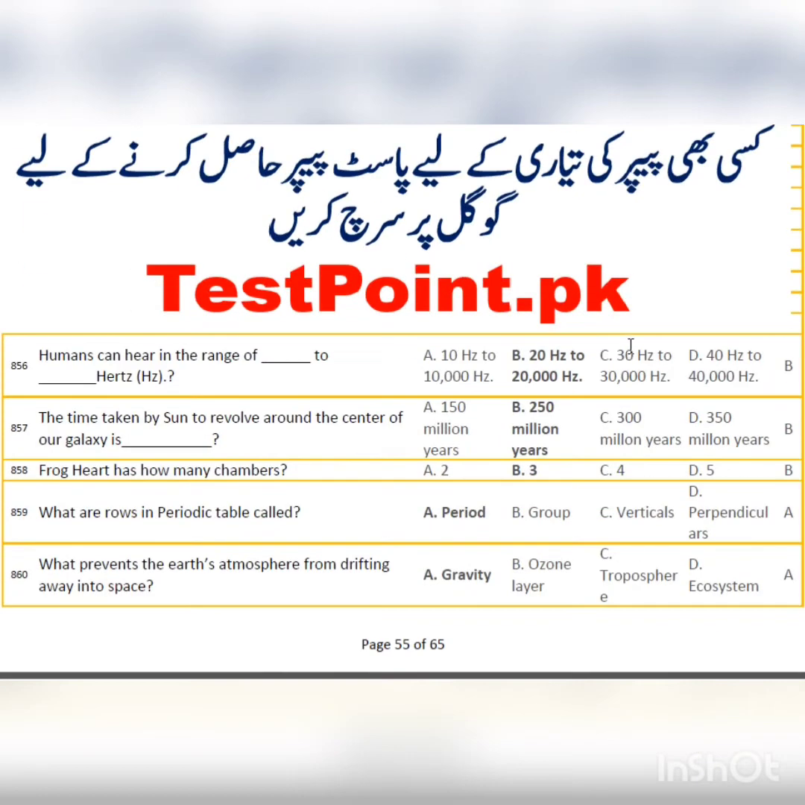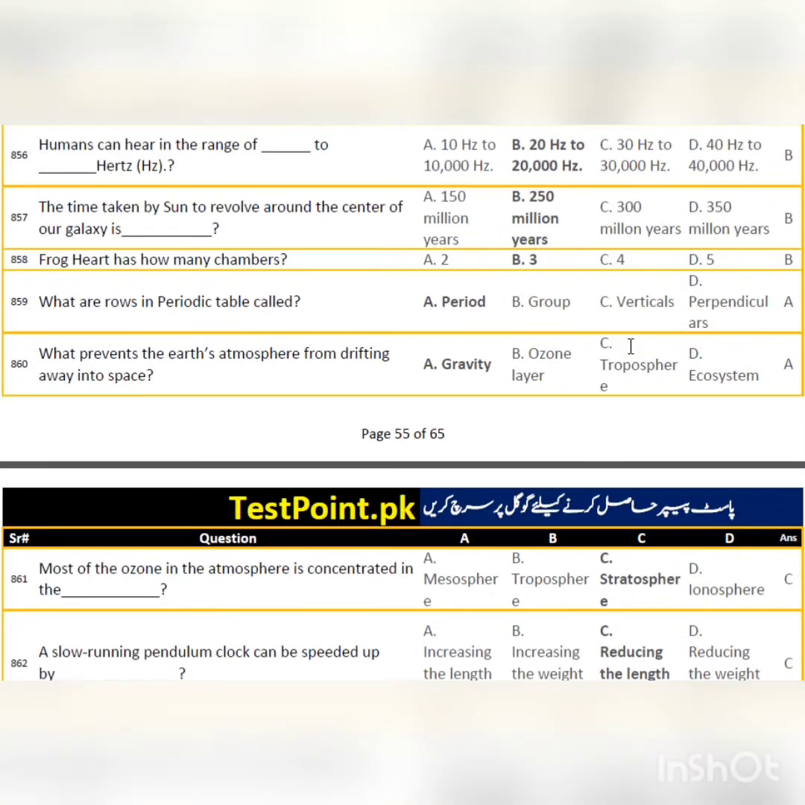Which is the largest organ in the human body? A. liver, B. heart, C. skin, D. kidney. Answer is the C. Skin.